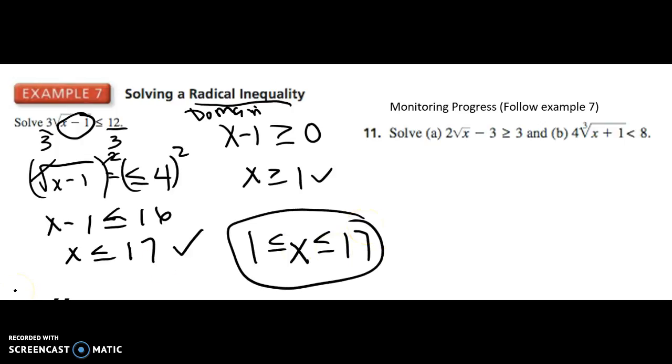You can then take a minute to try the monitoring progress problems.